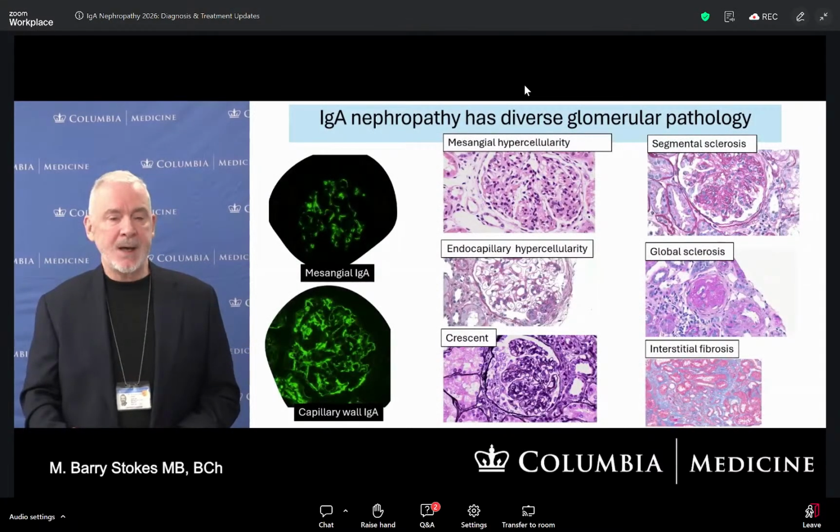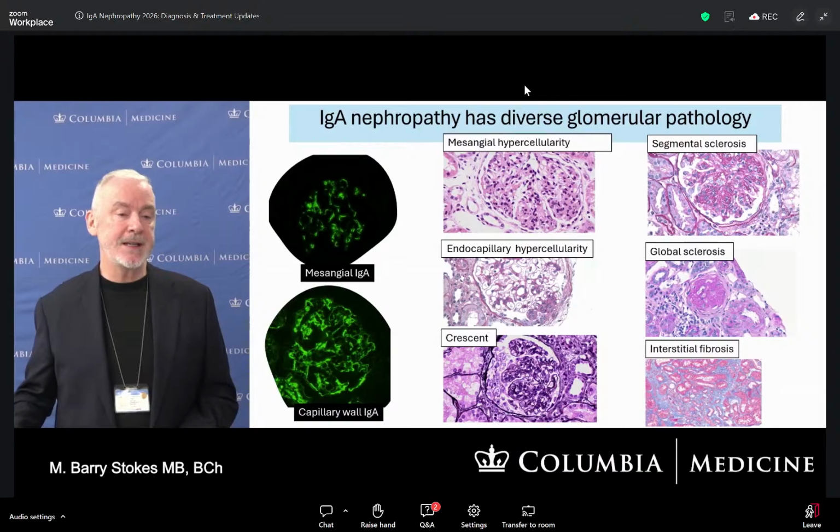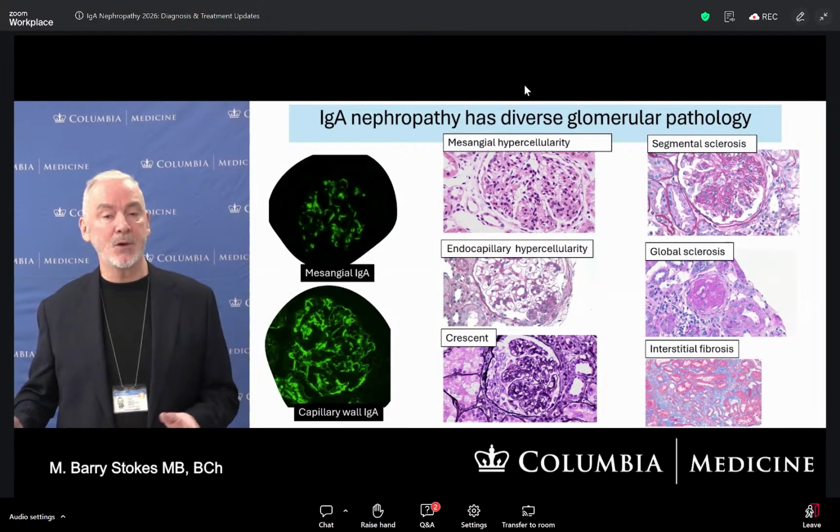So looking at the biopsy of IgA, as I said, on the left-hand side here, you see the immunofluorescence staining. All of these cases will have mesangial IgA staining. A subset also have capillary wall deposits of IgA and/or immunoglobulin, so these extend out into the periphery of the capillary loops. Under the light microscope, we see a variety of different pathologic features. Some are acute or active, and others are more chronic.